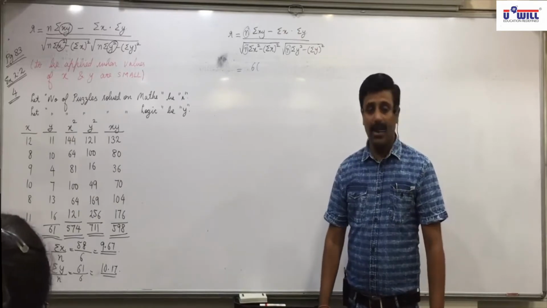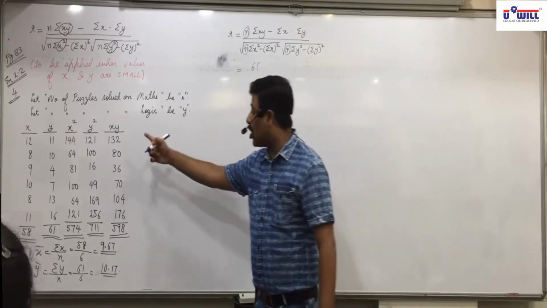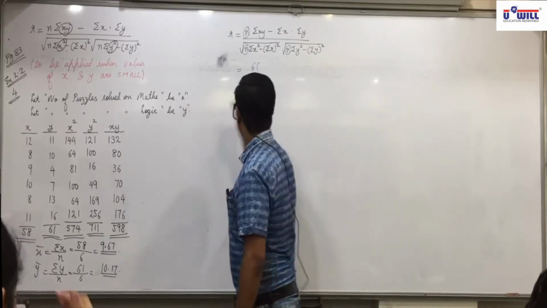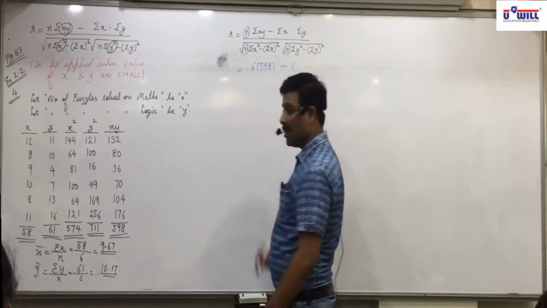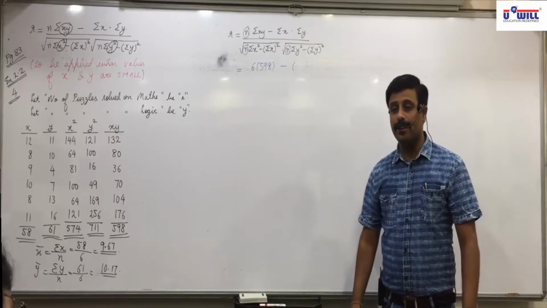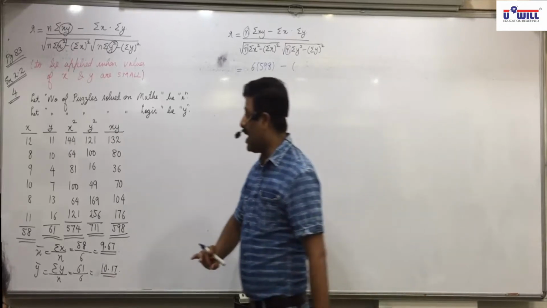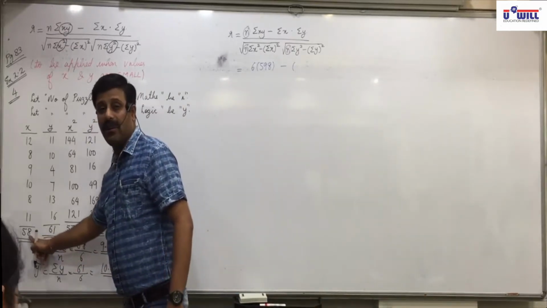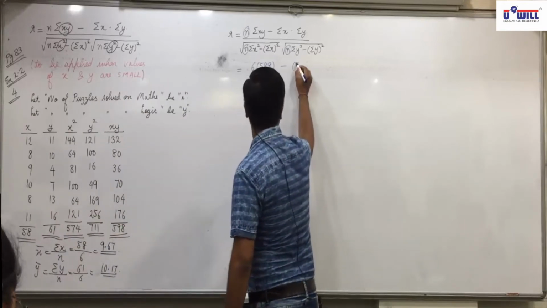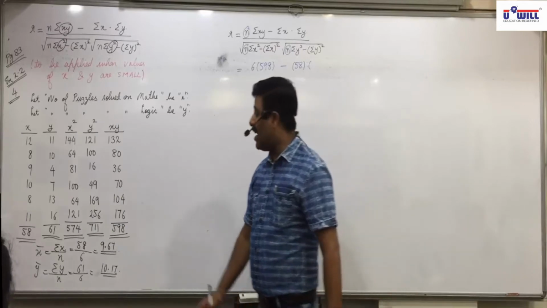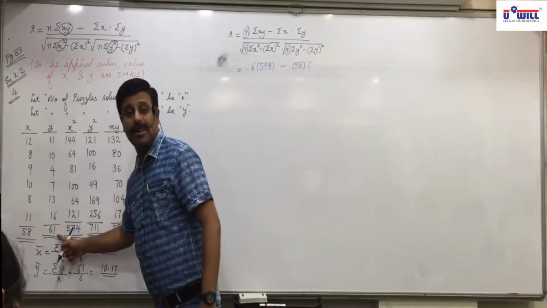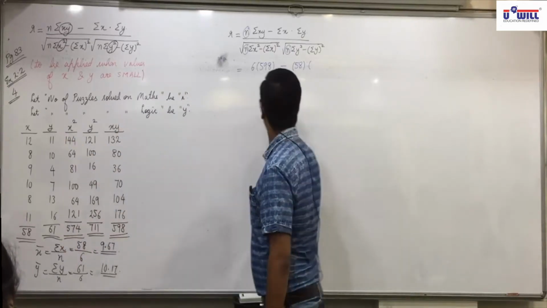Did you write that? Sigma xy, see what is the total of xy? 598. Any confusion so far? No. Minus sigma x, what is the total of x? 58. And sigma y, what is the total of y? 61. Are you all clear with this?